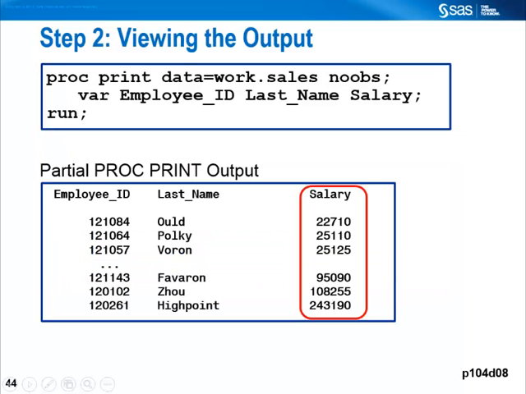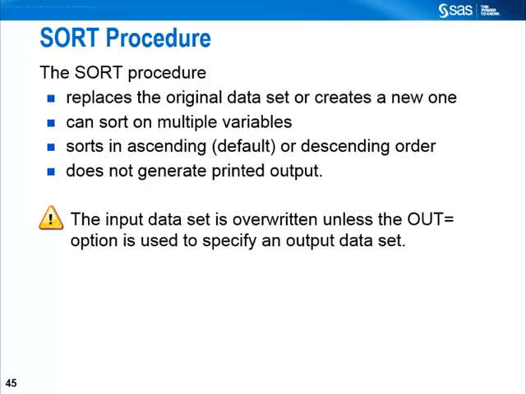Viewing the output. To view the output, we must use proc print. So proc print data equals work.sales, noobs. We don't want the observations column because we are using employee ID as the first column here. Then the second column is last name and then the salary. Then we run. So this is our partial output.